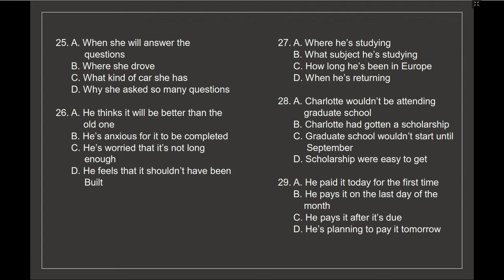Number 28. Charlotte will be starting graduate school in September. So she did get a scholarship. What had the man originally assumed?